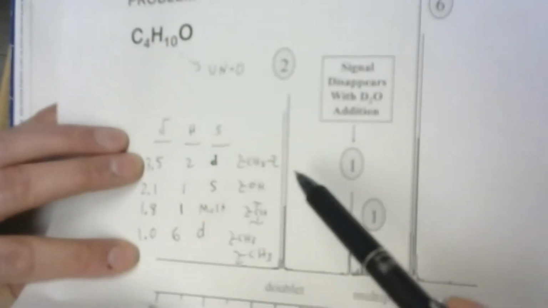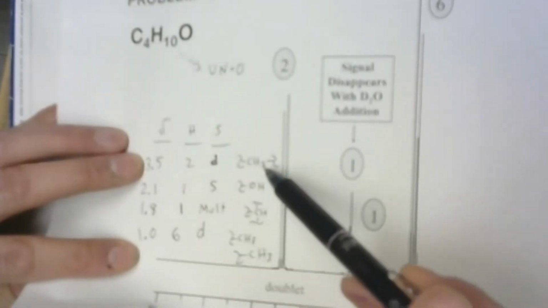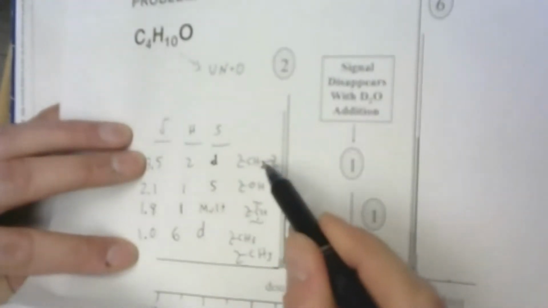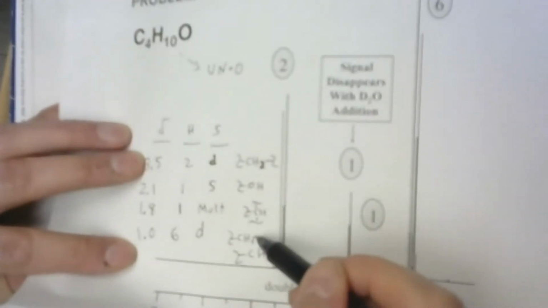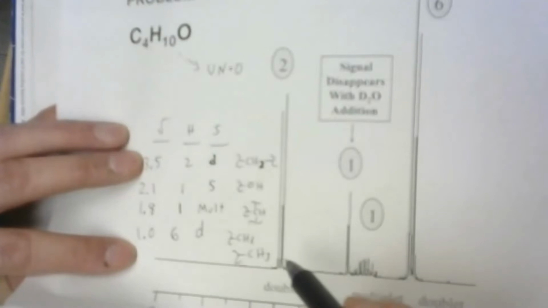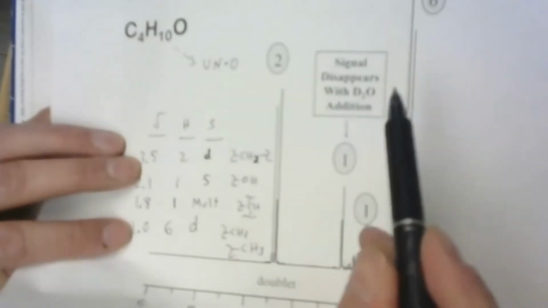We have 4 carbons. We have the OH, so we have the oxygen. What about protons? 10 of them. 1, 2, that's 2 protons. Then 1, 2, 3, 4, 5, 6, 7, 8, 9, 10. Okay, good. So we have no mystery functional groups. And the unsaturation number was 0. That's a good hint that there's no mystery functional groups.